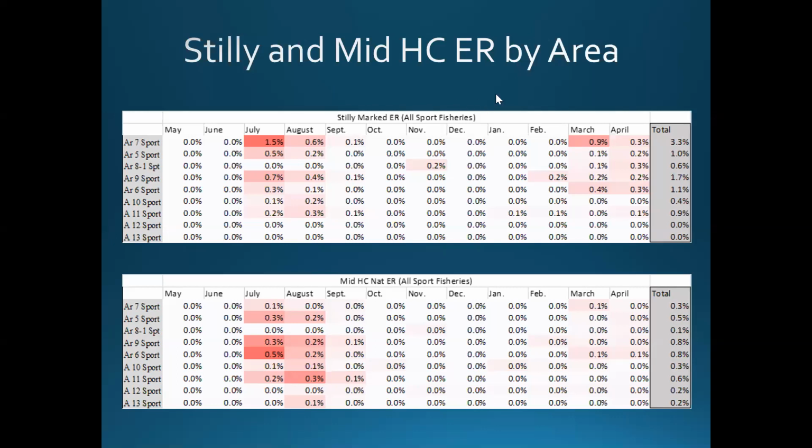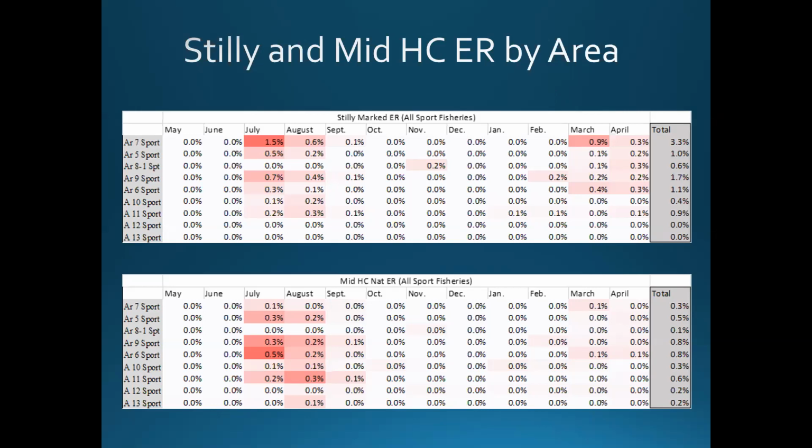Some of you may or may not be familiar with our management regime for coho. It's called the Comprehensive Coho Management Plan. Essentially, what that plan directs the department to do is, from Area 10 South, manage those coho stocks for hatchery returns. Hatchery returns is where we prioritize our management for Area 10 South when it comes to coho.